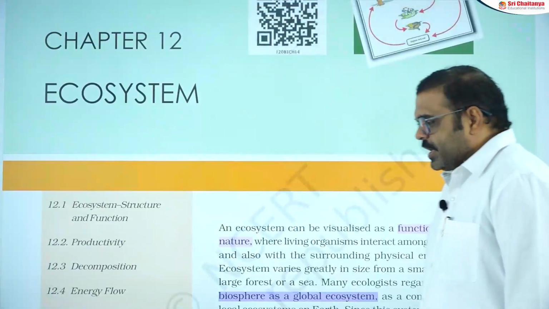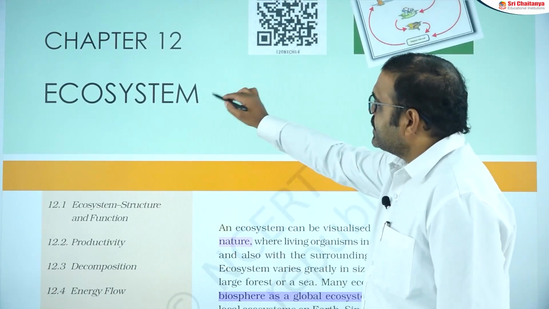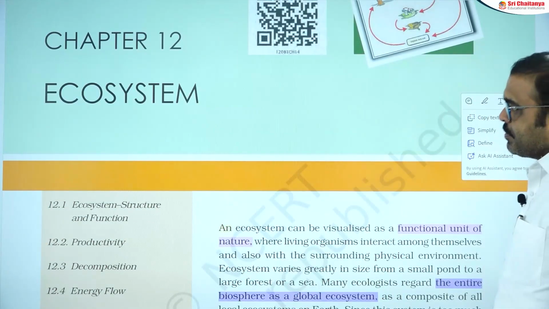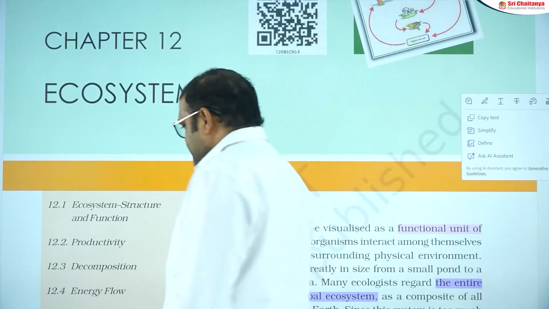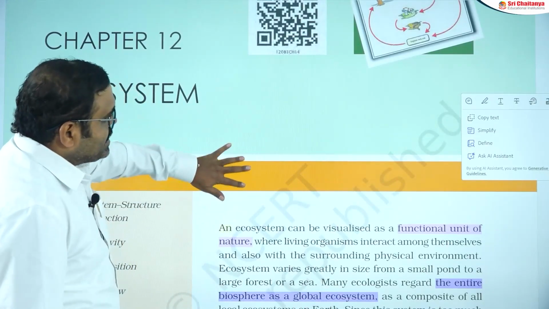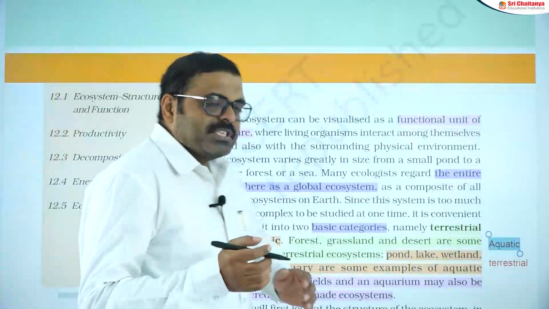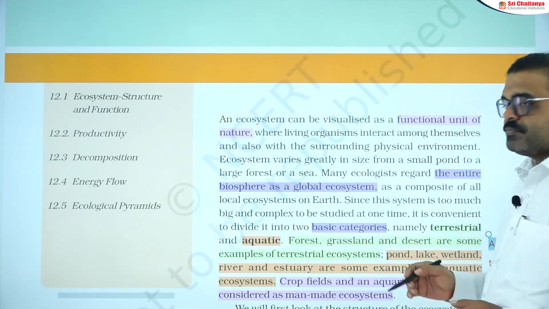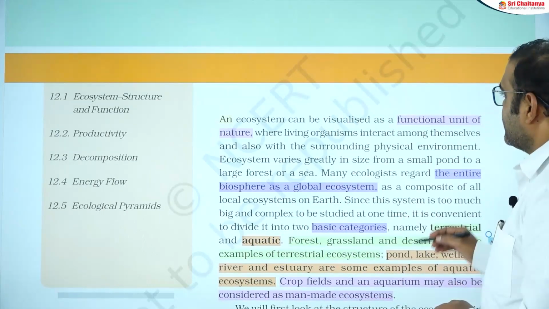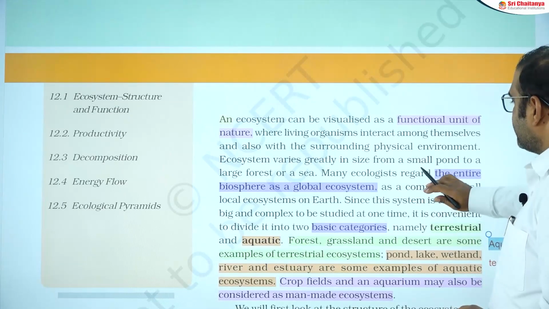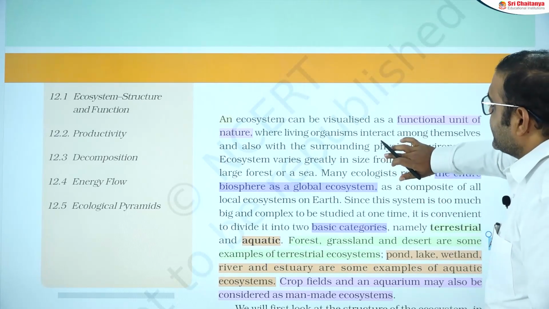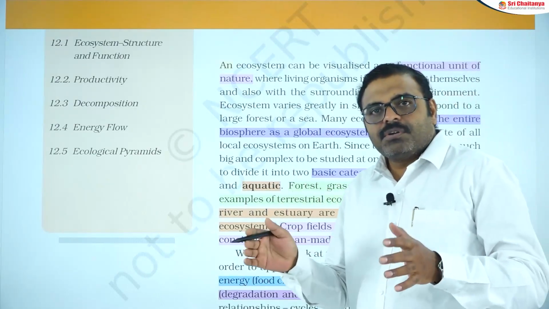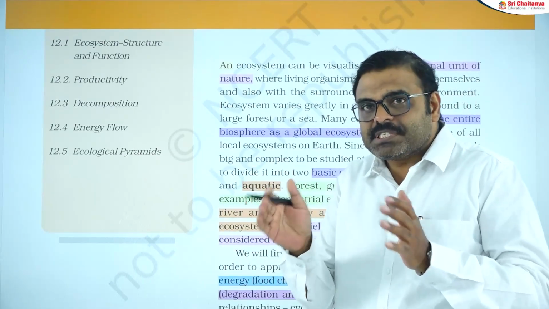Okay, so let us understand the concept of the ecosystem. This is the ecosystem chapter, chapter 12 in NCERT. Let us understand it one by one. The ecosystem is considered a functional unit of nature. This ecosystem consists of all the components, physical and chemical, existing together as an individual system.